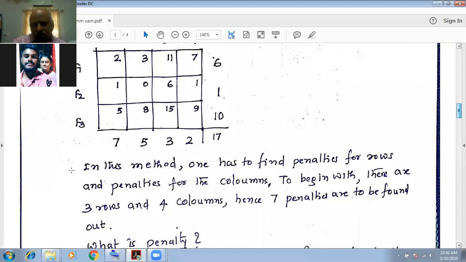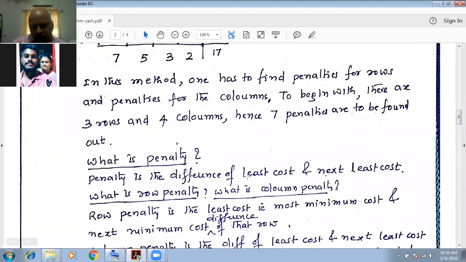What is penalty? Penalty is the difference of least cost and next least cost in a row or a column. It may be in a row or a column. So what is penalty? You try to understand, penalty is the difference of least cost and next least cost. Therefore the penalties, as I was telling you, are of two types: a row penalty and a column penalty.